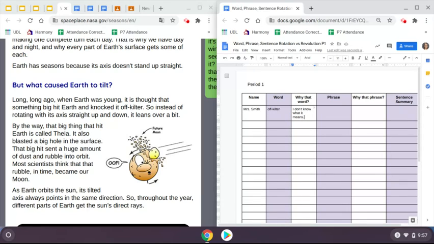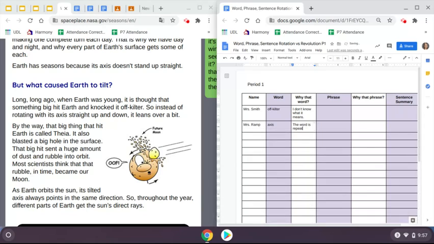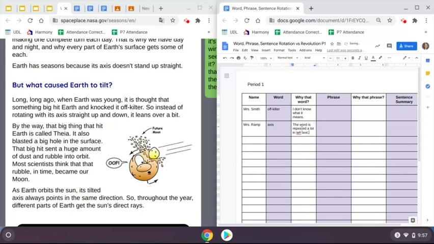Now, because we're working in groups, you are going to talk about your word and why you chose that word before moving on to the phrase. So if I'm working with Coach Ramp and she chooses the word axis, maybe she picked that word because the word is repeated a lot in the text. That means it must be important, right? So we're going to talk about what word we chose and why before we move on to our next phrase or our next piece of this assignment.